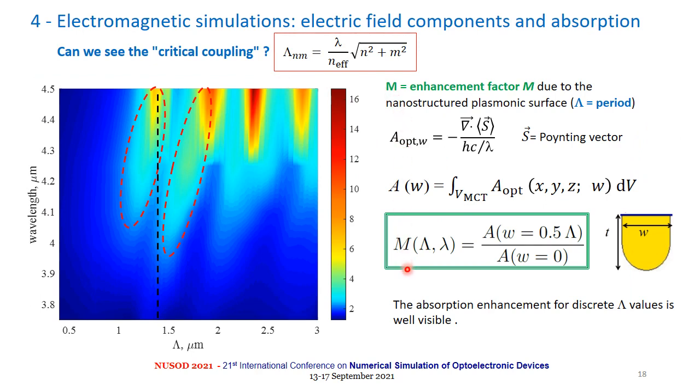We have defined the enhancement factor, capital M, as the ratio between the absorption integrated in the Mercatel with and without the nanorod. Around the cutoff wavelength, here, the first resonance takes place for a grating period, capital lambda, a little smaller than 1.5 microns, and the enhancement factor strongly depends on the wavelength, resulting much stronger closer to the cutoff wavelength, where the material is more transparent.